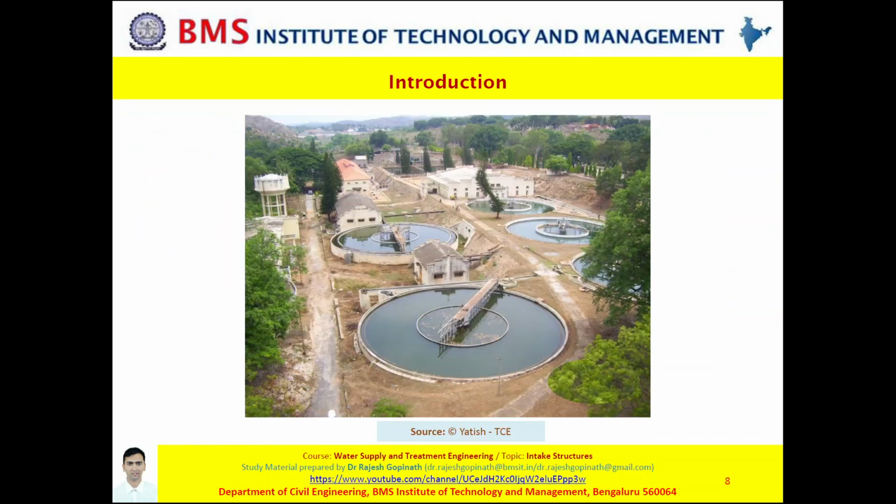Slide 8. Now here you can see a typical representation of a water treatment plant, which is a critical component of your water supply scheme. As we have discussed before, a water supply scheme starts with a source of drinking water. It moves on to a water treatment facility, then a distribution facility before it reaches the consumers.